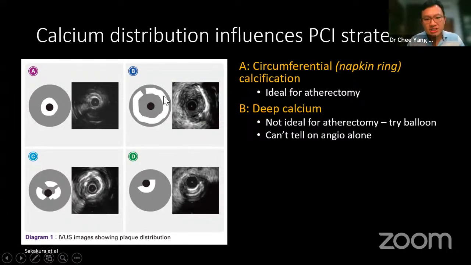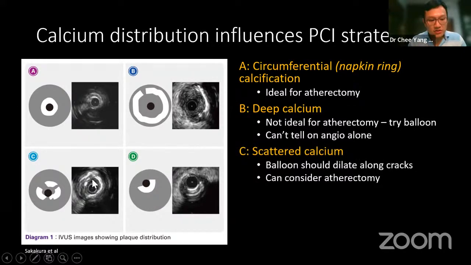If you have deep calcification like this in example B, then atherectomy may not be so effective because you're not going to be able to get in contact with the calcific plaque, as there's a layer of fibrous tissue in between. So atherectomy may not be so effective in this kind of situation, and you might want to use a balloon instead. If you have images of scattered calcium, such as this, where the calcium is not continuous around like a napkin ring might be, then usually a balloon or a high-pressure balloon should be able to dilate the lesion along the cracks.